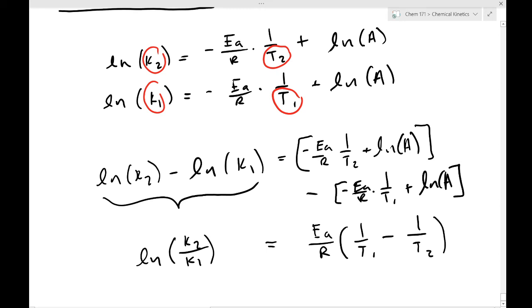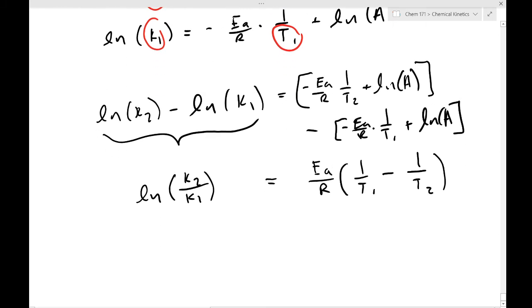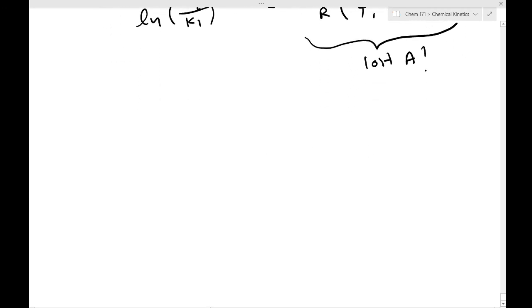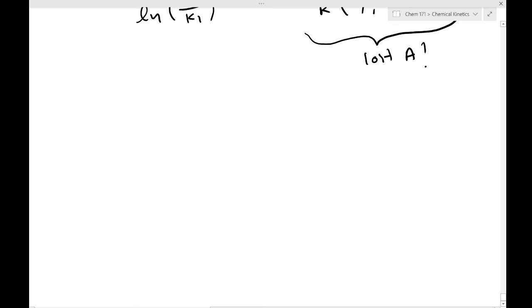Okay? So in this case, we lost all of the info about A. So when we do the two-point version, we can't measure A, but it's a good way of measuring EA. Okay, it's a good way of estimating EA. All right. So let's do an exercise where we try to find the activation energy of a particular reaction.